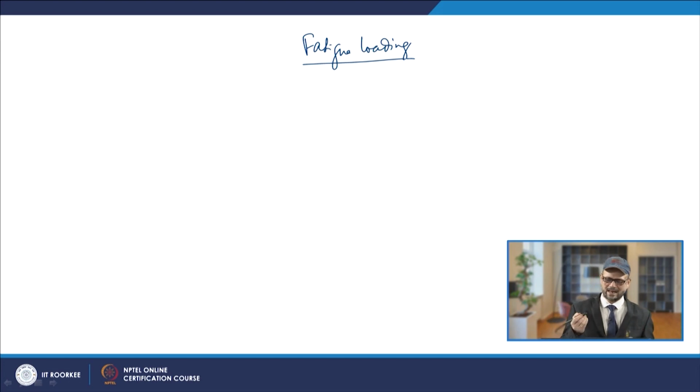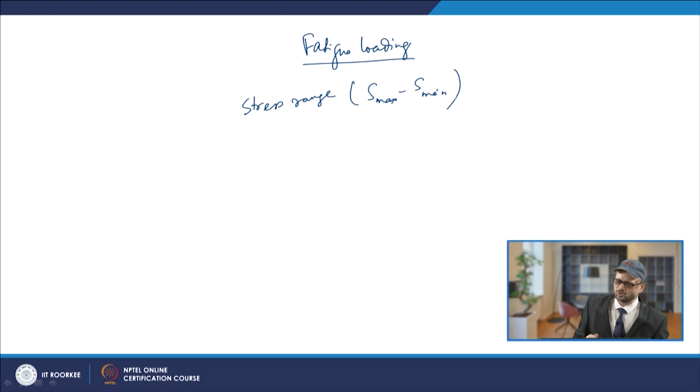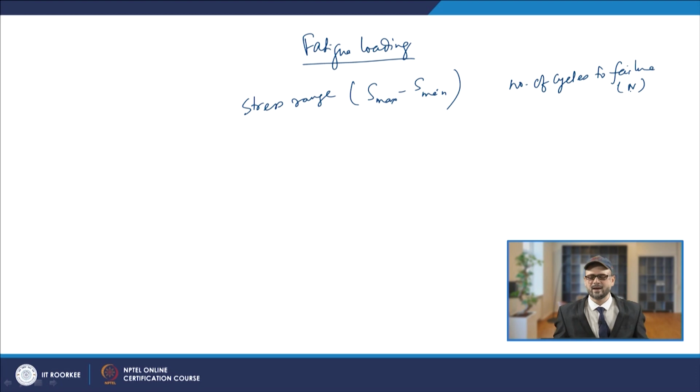Now, you will have the relation between the applied stress, that is your stress range, S max minus S min, and the number of cycles to failure, which is basically known as N. This data is plotted, and this is known as the SN curve or the Euler line.